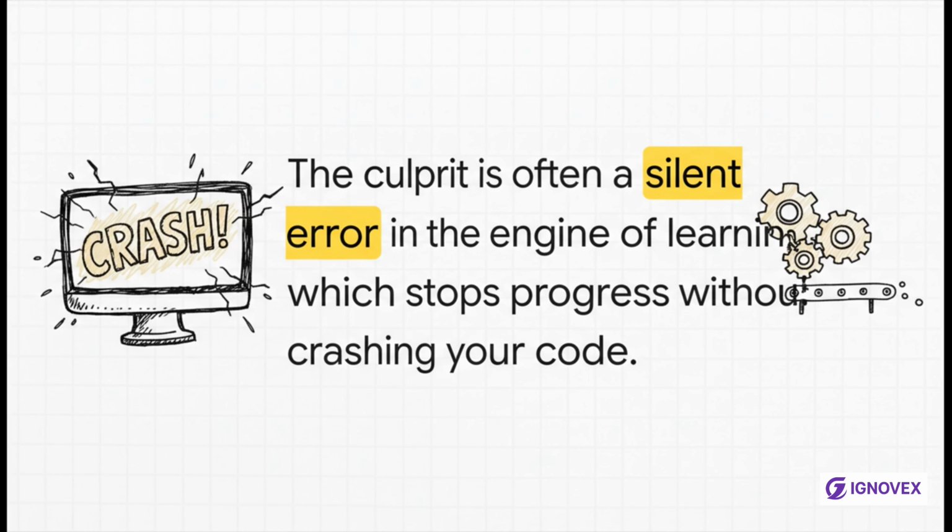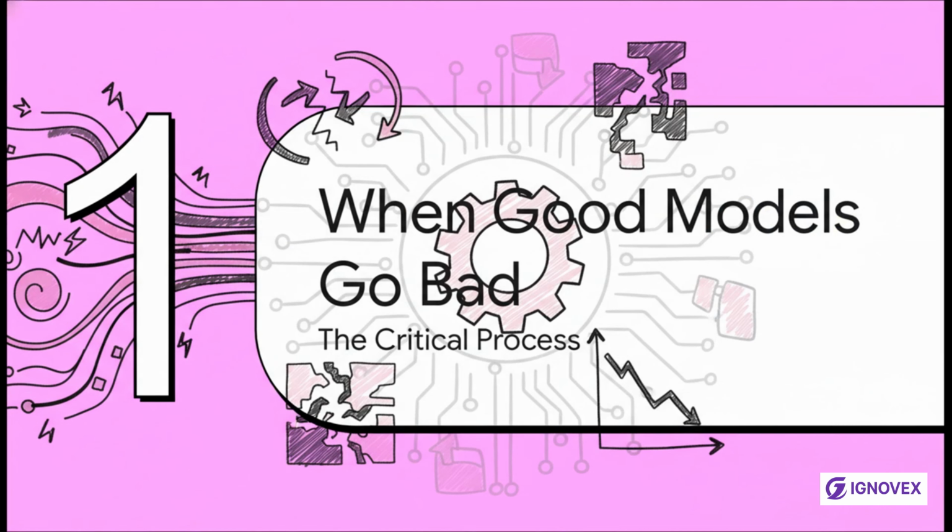Now, here's the really tricky part. Unlike a normal coding bug, the kind that crashes your program with a big, obvious error message, a bug in your learning algorithm is, well, it's silent. It doesn't stop the code from running at all. It just stops it from learning. So the model trains and trains, but it learns absolutely nothing. And you're just left scratching your head. So let's get under the hood and figure out what's going wrong.